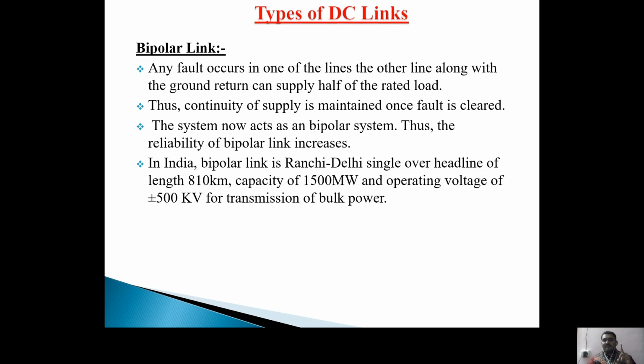Thus the reliability of the bipolar link increases. For example, in India, a bipolar link is in between Ranchi and Delhi. It is a single overhead line of length 810 kilometers and capacity of 1500 megawatts, with an operating voltage of plus or minus 500 kV for transmission of bulk power. Okay, so this is the explanation for the bipolar link.